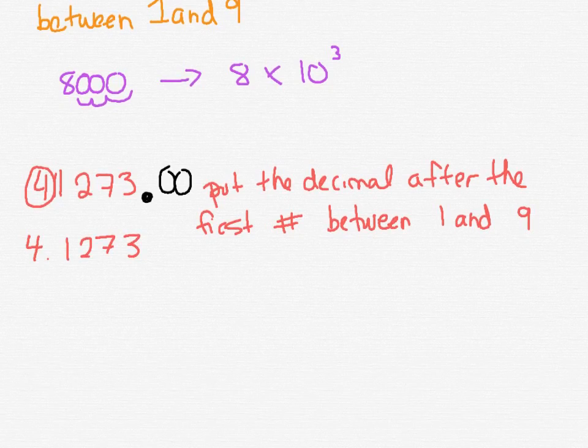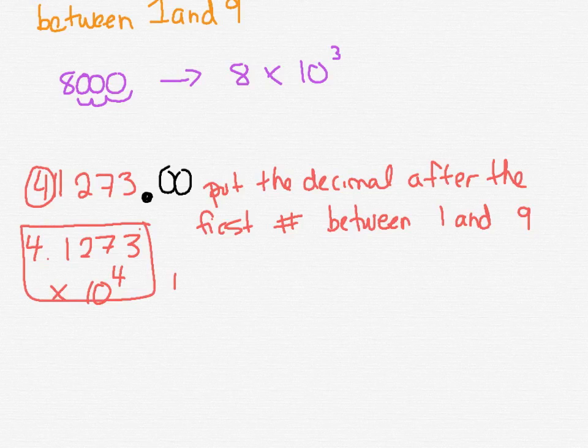We also want to multiply it by a base 10 to the power of some number. Now, how do I figure out what the exponent on the 10 is? Well, I put the decimal here, and it started off here. So I need to know how many times I moved my decimal to get it after the 4. I started over here and went 1, 2, 3, 4 decimal places. So it would be 4.1273 times 10 to the power of 4. And this is the number in scientific notation.